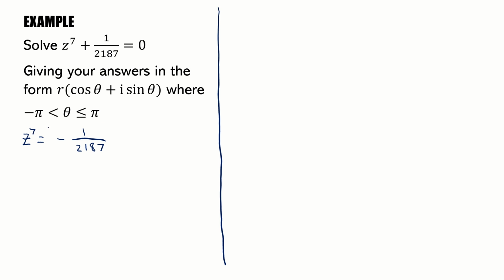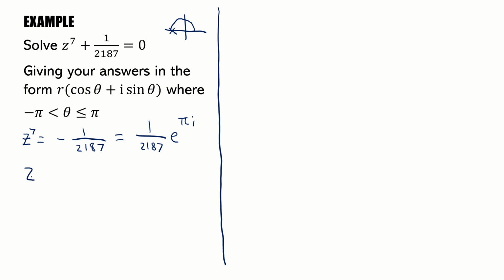So therefore we have z to the 7 equals minus 1 over 2187, and we can write that as a number in complex exponential form because we realize that will be a complex number with a modulus of 1 over 2187. That's a positive number, I'm not making a mistake there, because if we draw an Argand diagram, any number that's on the negative real axis is a number with an argument of pi. So therefore, our complex number would be 1 over 2187 e to the pi i.